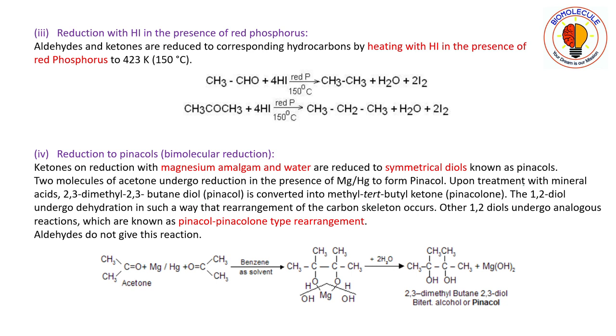Okay, upon treatment with mineral acids, 2,3-dimethyl-2,3-butanediol, that is pinacol, is converted into methyl tertiary-butyl ketone, that is pinacolone. Now here, if we treat this molecule with mineral acid, then we will get methyl tertiary-butyl ketone, that is pinacolone. So some rearrangement is occurring within this molecule to give us pinacolone.